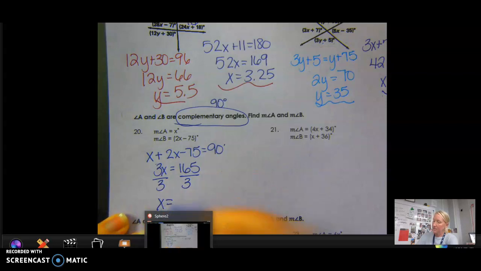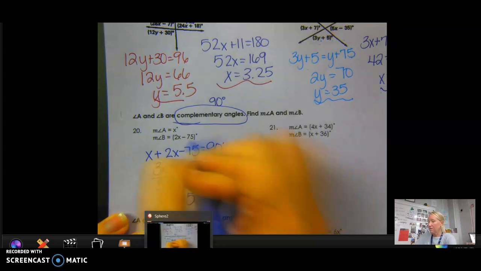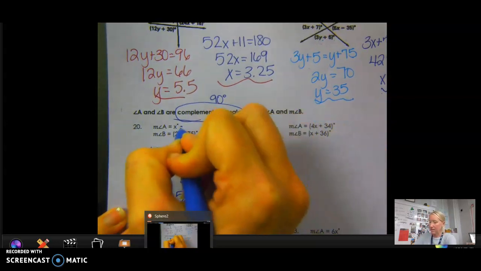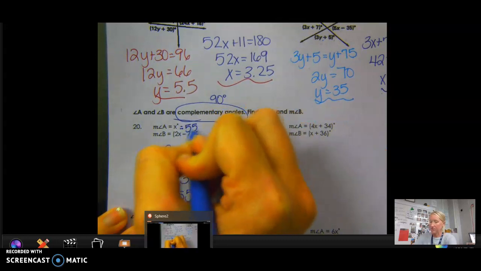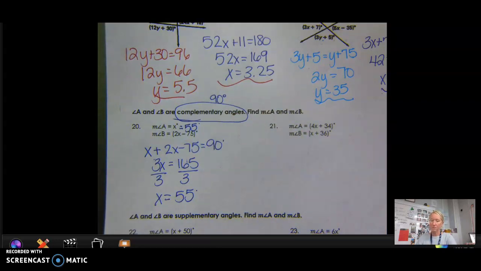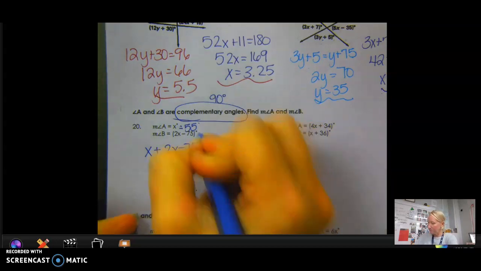and I get x equals, 3 goes into 16 5 times with 1 left over. 3 goes into 15 5 times. So x is 55, but they actually want me to find angle A and B. So now I need to do that. So this angle A would be just 55 degrees because it's just x. To find angle B, I'm going to do 2 times 55. And then I'm going to subtract 75 from that, so I get 35.